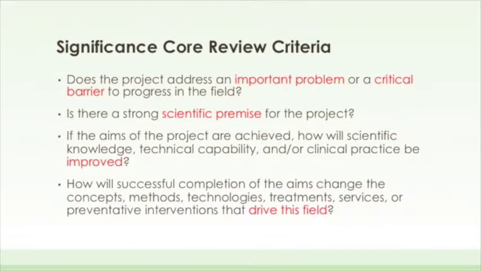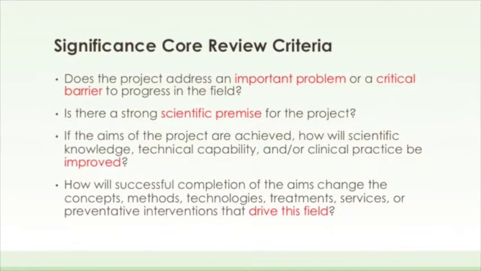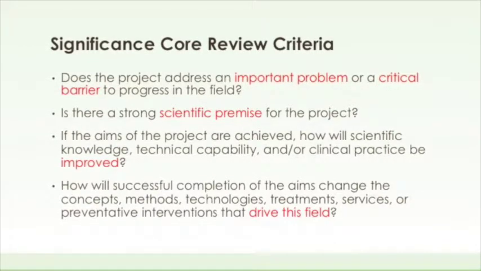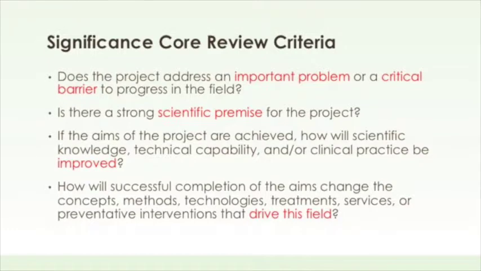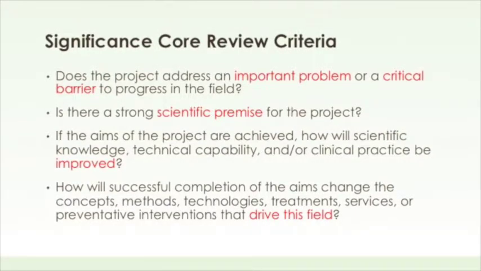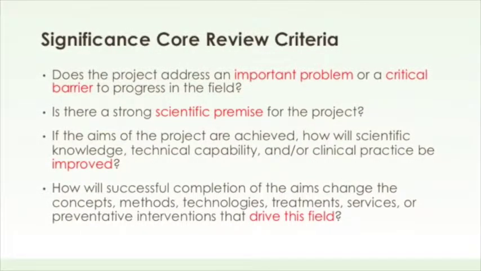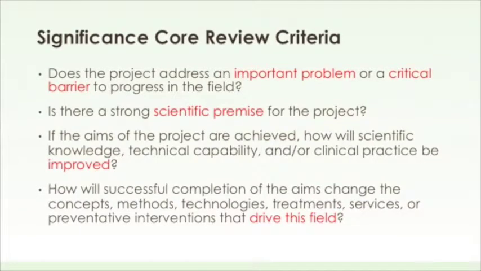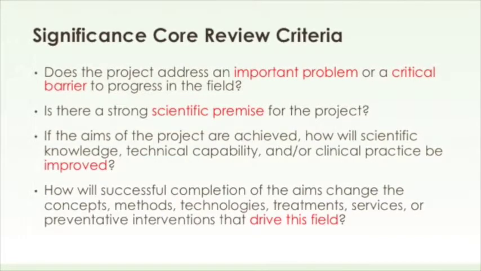So let's talk about the significance core review criteria. The NIH reviewers really want to look at, does the project address an important problem or a critical barrier to progress in the field? Is there a strong scientific promise? This is new. This actually, to my understanding, is from last year or the year before last. They really look at whether your proposal really improves scientific knowledge, technical capacity, or clinical practice. And they also want to look at, if successful, what here has been improved.